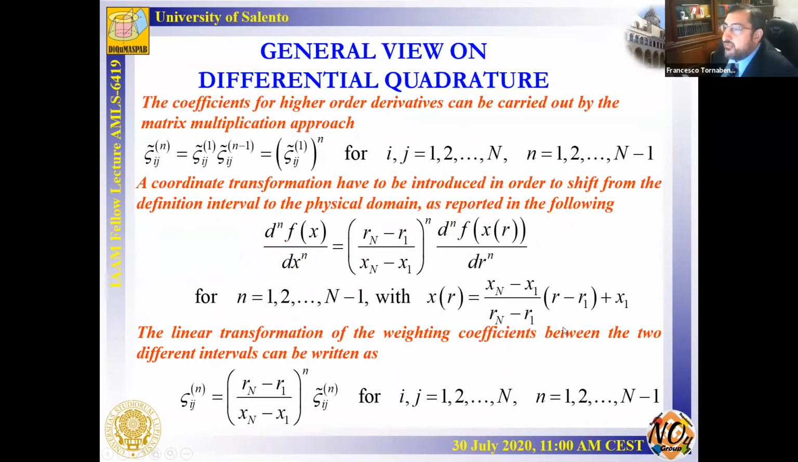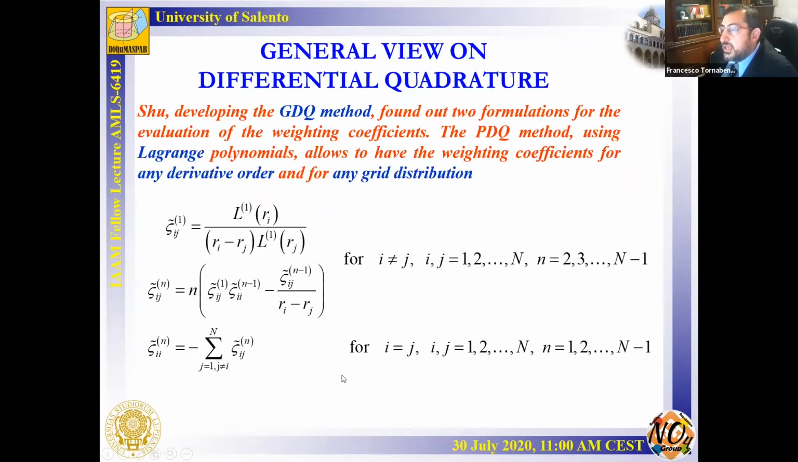After that, if we want to shift from the definition interval to the physical domain, we can use this simple relation, as reported on the slide. And if we want to evaluate the weighting coefficients for any derivative order and for any grid distribution, we can use this simple recursive relation proposed by Shu some time ago.